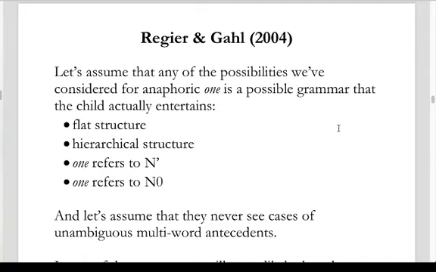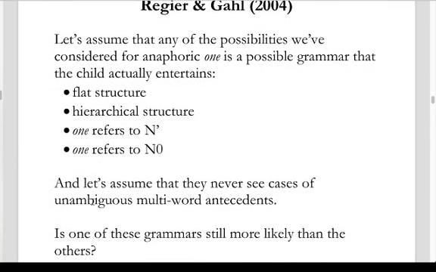So the eventual goal here is to get the relative posterior probabilities associated with each of these grammars, where the grammars are hypotheses about what English is like. And let's assume further that learners never see cases of unambiguous multi-word antecedents. These are the super complex lacuna sentences that Lidz and colleagues show are vanishingly rare in child-directed input.